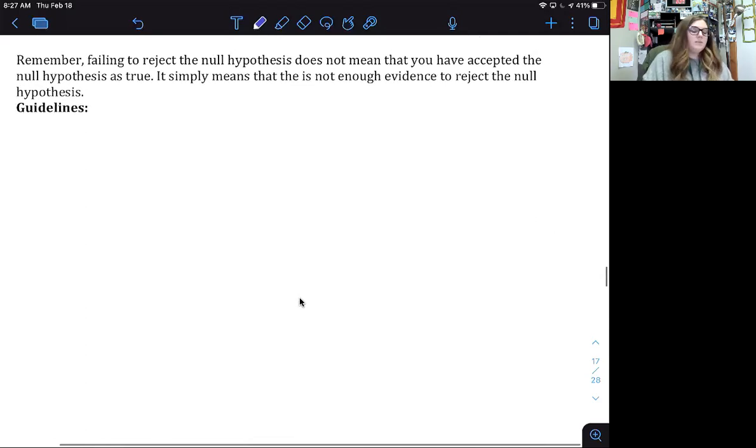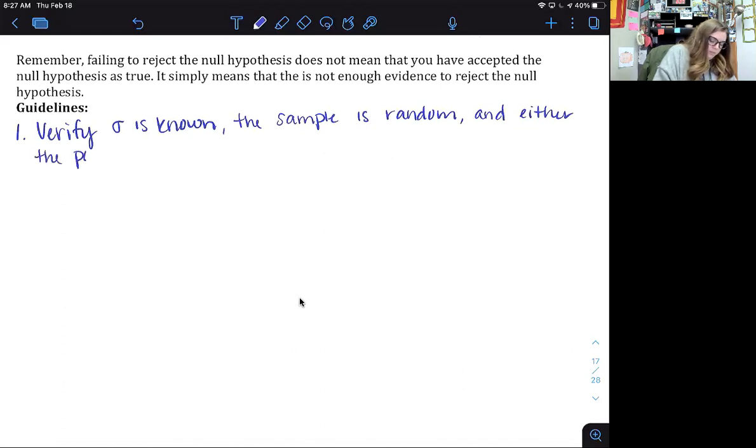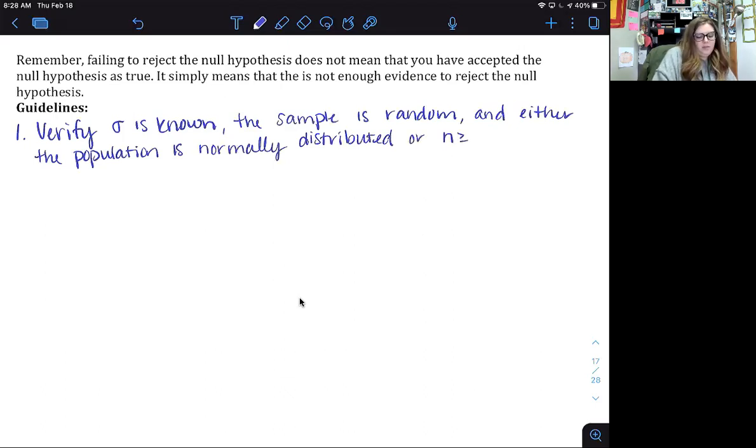We're going to save these two examples for tomorrow in class. Now, the steps of using a hypothesis test. First, since we are using a z-test, we want to verify that sigma is known, the sample is random, and either the population is normally distributed or n is greater than or equal to 30.